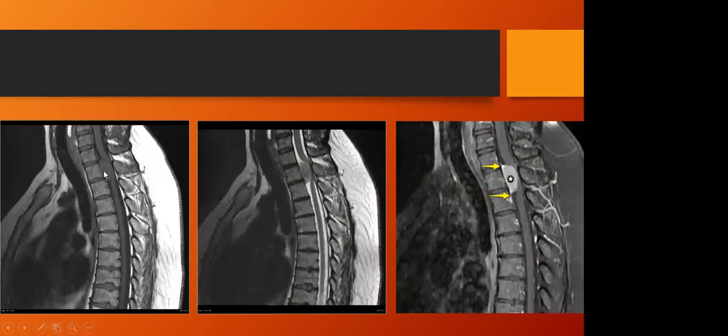This is a case of meningioma, T1, T2, and the wide dural base with the homogeneous enhancement and the dural tail sign, which is, as we said, seen in more than half of the cases. Homogeneous enhancement also.